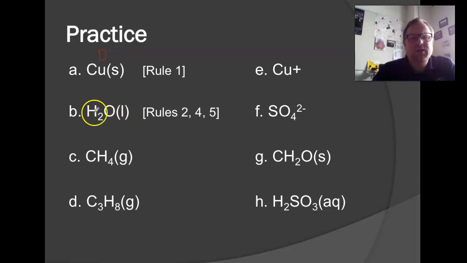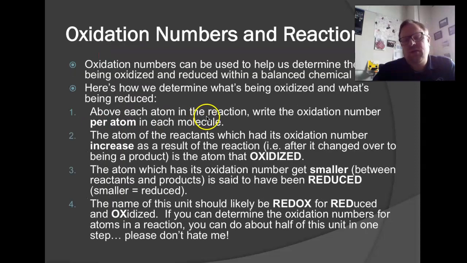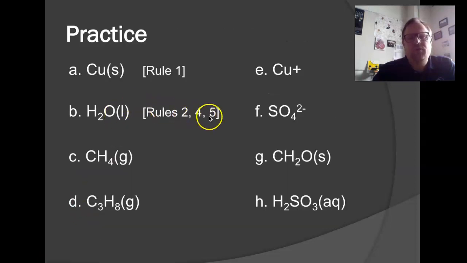The next one is water. So this is going to combine a bunch of rules. It's going to combine rules 2, 4, and 5 in this case. So we're going to be dealing with rule 2, which says that in a molecule like this, when we add up those oxidation numbers, everything has to equal 0.